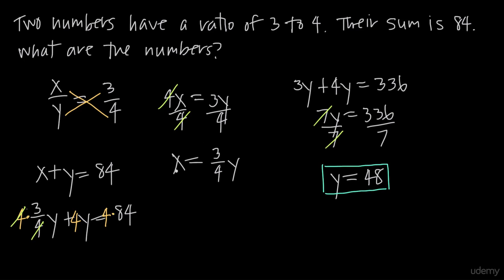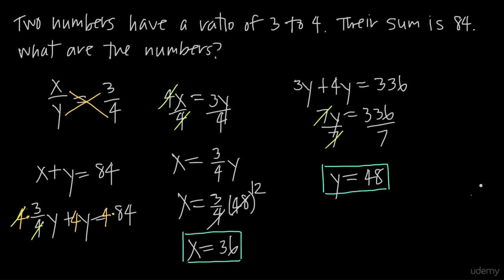Luckily, I have an equation right here for x in terms of y, so I just plug this value for y into this equation, and I get x is equal to 3 over 4 times 48. Now I can simplify. Because I have 48 in the numerator and 4 in the denominator, I can reduce this. 4 goes into 48 12 times, so I cancel the 4 and make this a 12. So now I just have x equals 3 times 12, or x equals 36. So I have two values: x equals 36, y equals 48.